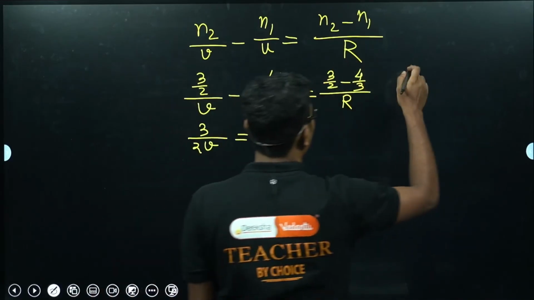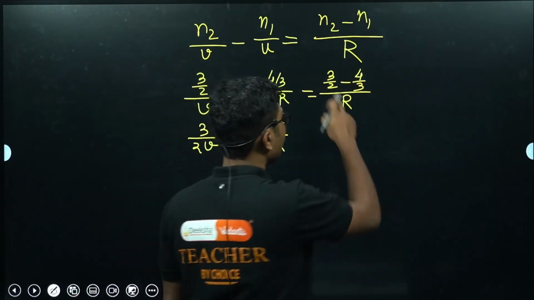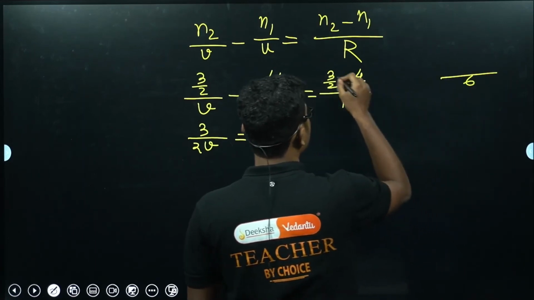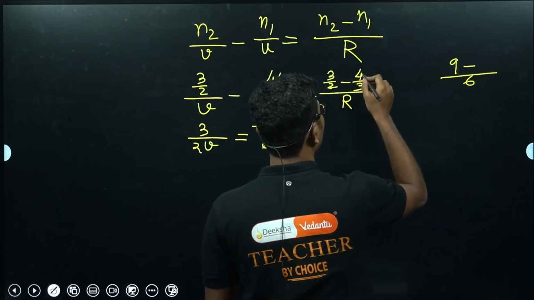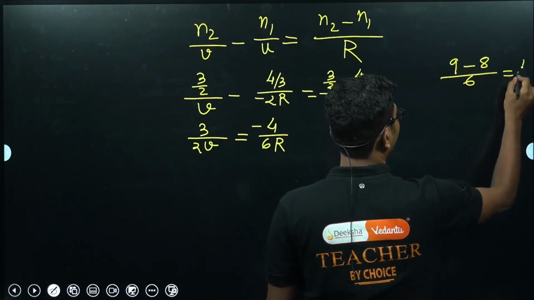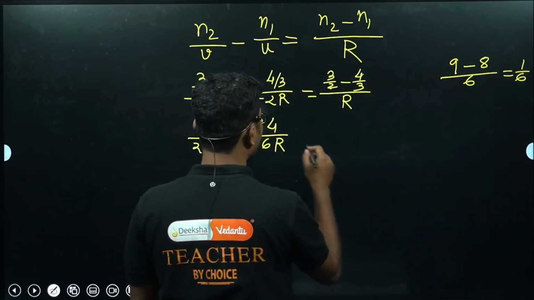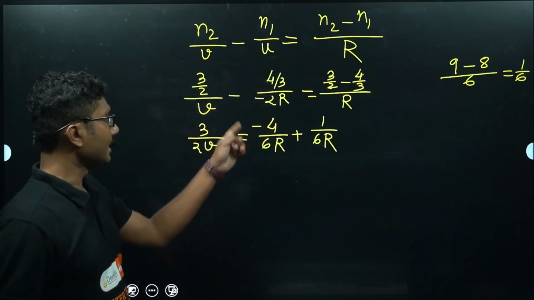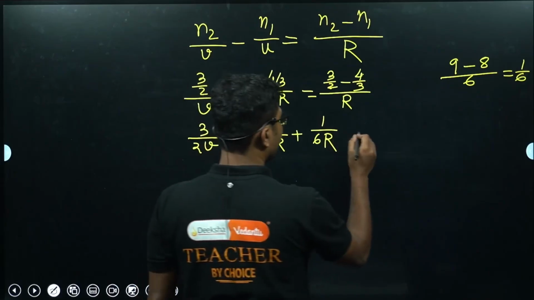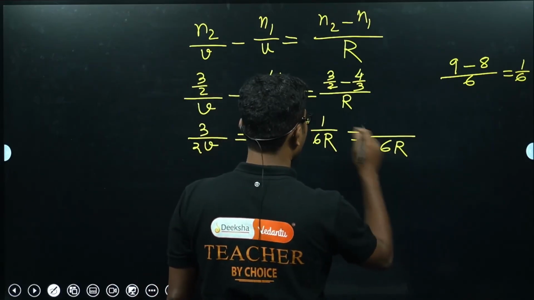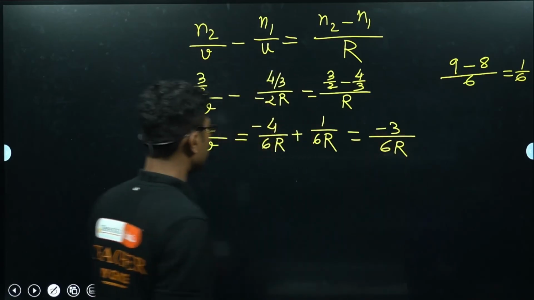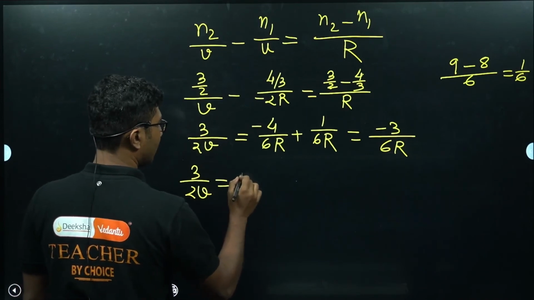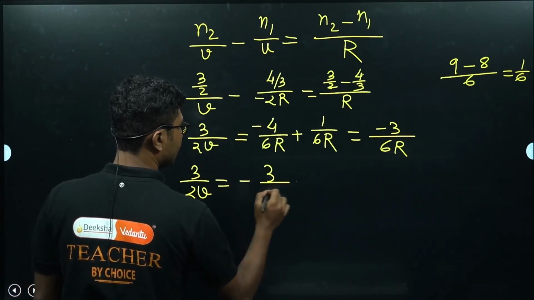Now let's solve this. What is 3 by 2 minus 4 by 3? 3 2s are 6, right? 3 3s are 9 minus 2 4s are 8. So this is 1 by 6. Okay. So this 6 will come down and it will become 1 by 6r. Right. So this is minus 4 by 6r plus 1 by 6r. So you can simplify this simply by subtracting, you will get minus 3 by 6r. Okay. So you can calculate 3 by 2v equals minus 3 by 6r.